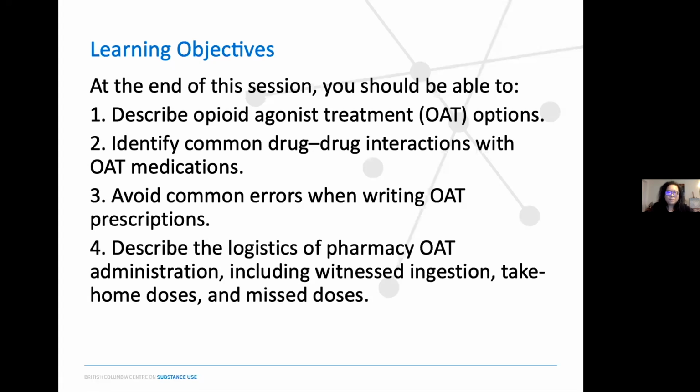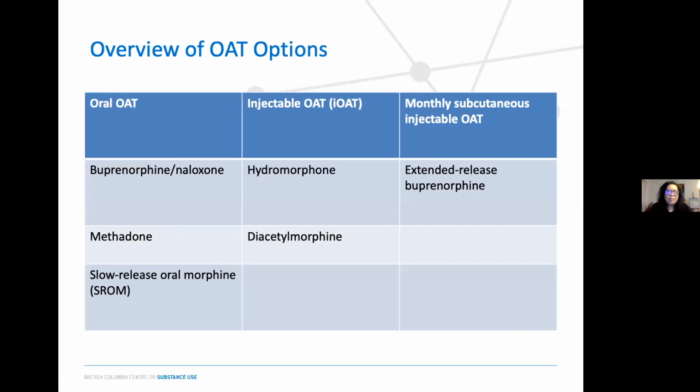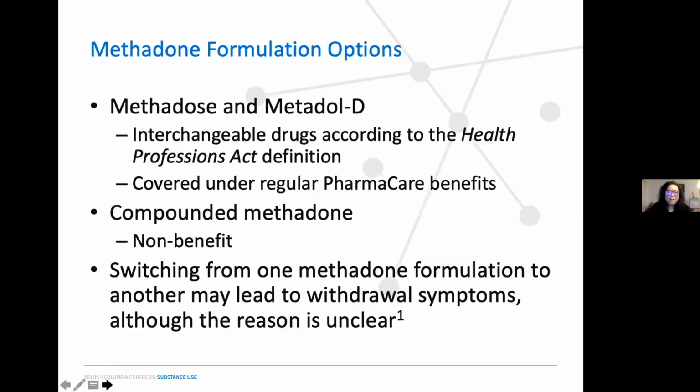So very common, this is just a table of the oral opioid agonist therapy. There's injectable opioid agonist therapy and also monthly subcutaneously injectable opioid agonist therapy, which is the extended buprenorphine, otherwise known, people might know it as Sublocade.